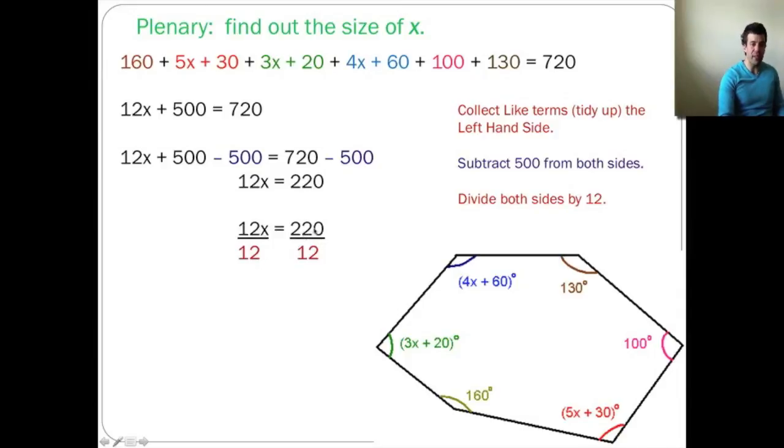What is 220 divided by 12? Press pause to calculate it mentally or use a calculator here. The numbers are a bit awkward. 18.33 recurring. X is 18 and 1/3 of a degree.